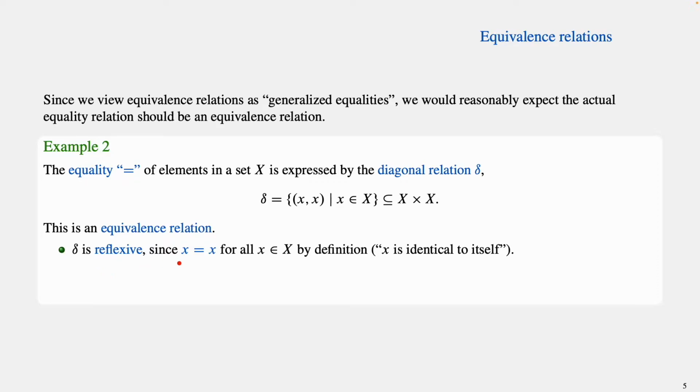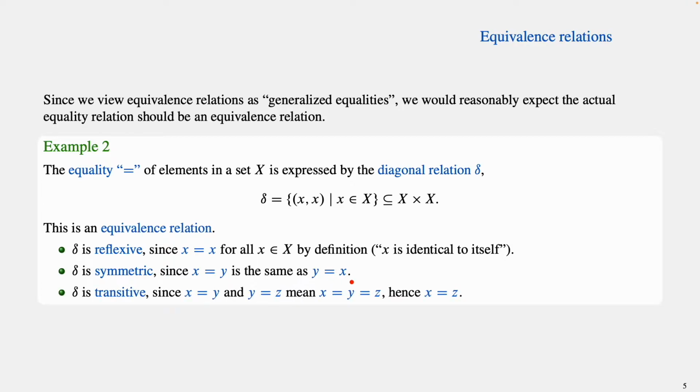It is reflexive, since x equal to x for all elements in our set is true by definition, so every element is identical to itself. It is symmetric because saying that x equals y is the same as saying that y equals x. And it's transitive because if x equals y and y equals z, then obviously x equals z too. So it's very easy to see that equality is an equivalence relation.